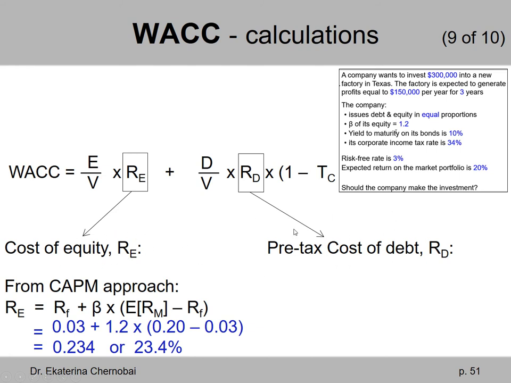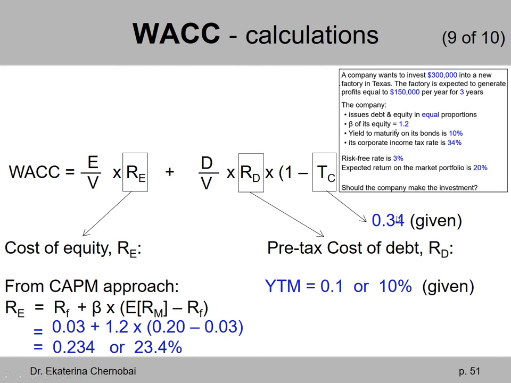Now, what about the bonds? So let's calculate the cost of debt, which is denoted by RD, which is also the same thing as the pre-tax cost of debt. The yield to maturity is 10%. It's already given, so there's nothing we really need to calculate. We don't need to solve any bond problem for I/Y. We already know the pre-tax cost of debt. Okay, then the corporate income tax rate, TC. That's also given, 34% or 0.34 in decimals.